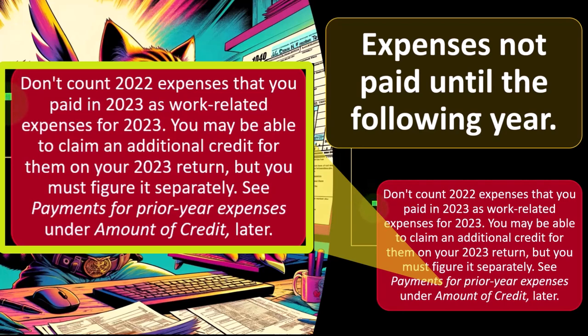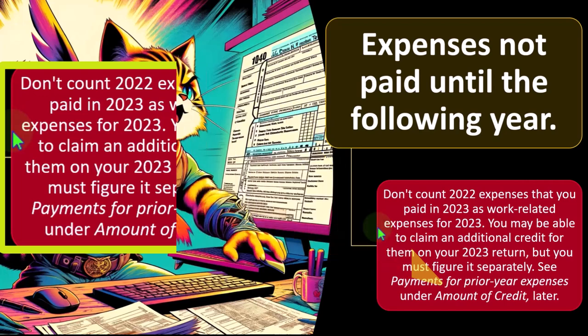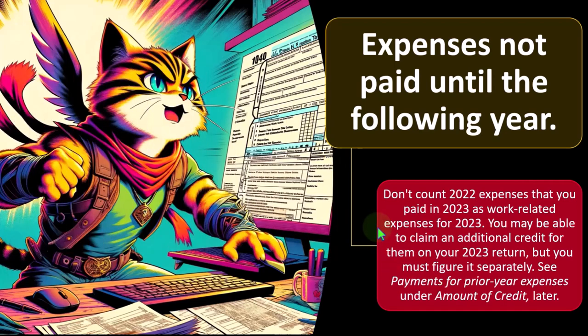So typically you would think that last month of payment, right, in December, they might have worked and then you didn't pay them until 2023. Well, on a cash-based system, you would think you'd get the deduction in 2023, although that's still a little bit confusing given the fact that in 2023, that's not when the actual work was done. Obviously, this becomes more substantial if you paid them, rather than week by week or month by month, a whole year in advance or something like that. So you may be able to claim the additional credit for them on your 2023 return, and that's what you would expect to happen on a cash-based system, but you must figure it separately.